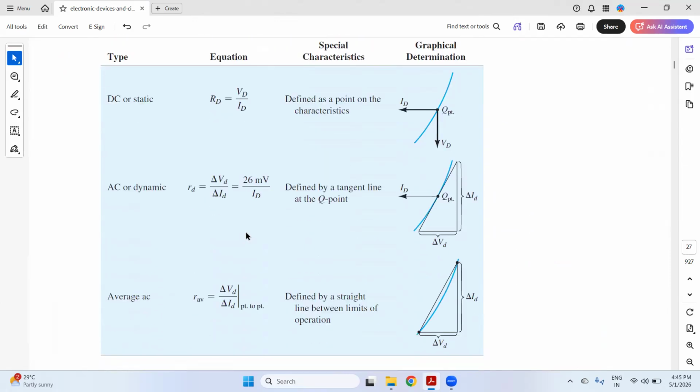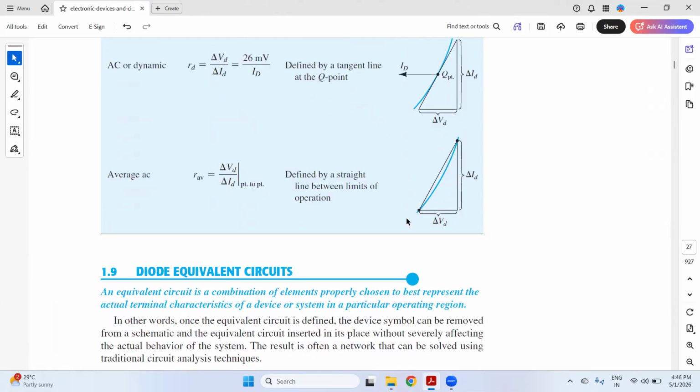So these are the typical values. DC or static resistance RD is equal to VD over ID, where the AC resistance is equal to 26 millivolt over ID. And the average is equal to delta VD over delta ID. So these are the three different structures by which you can understand the DC resistance, AC resistance, and the average AC value. You can predict from these particular graphs.